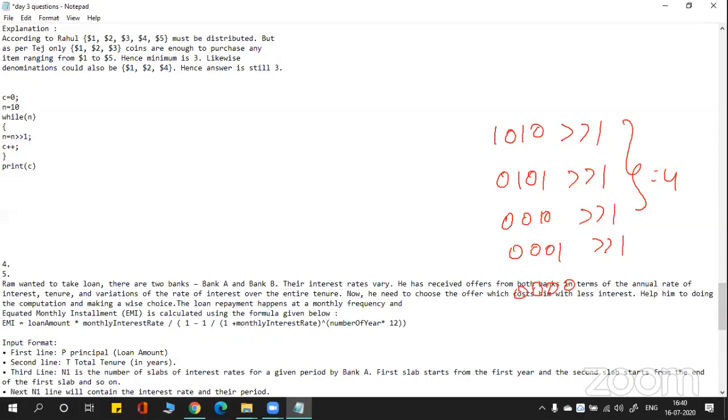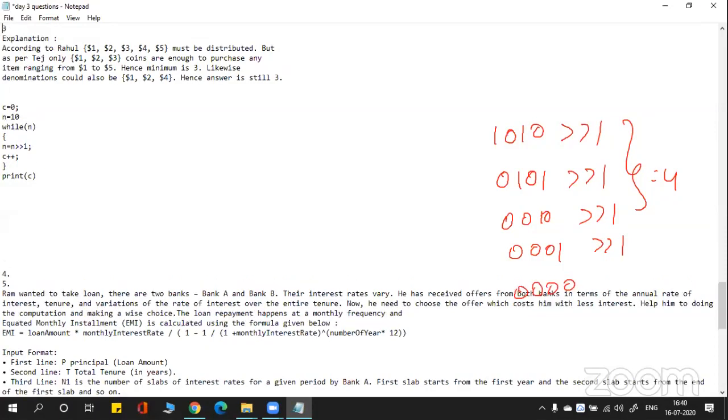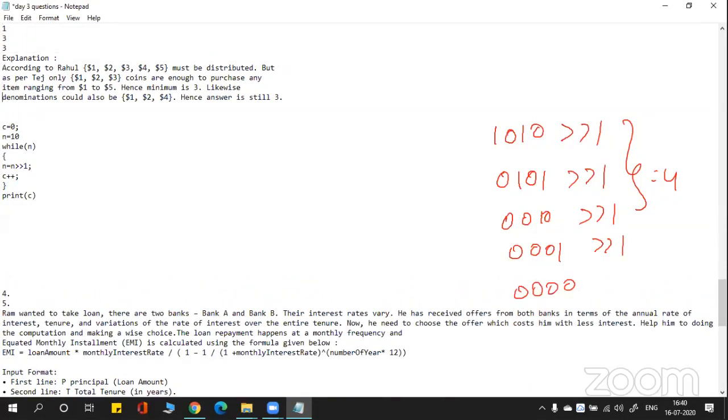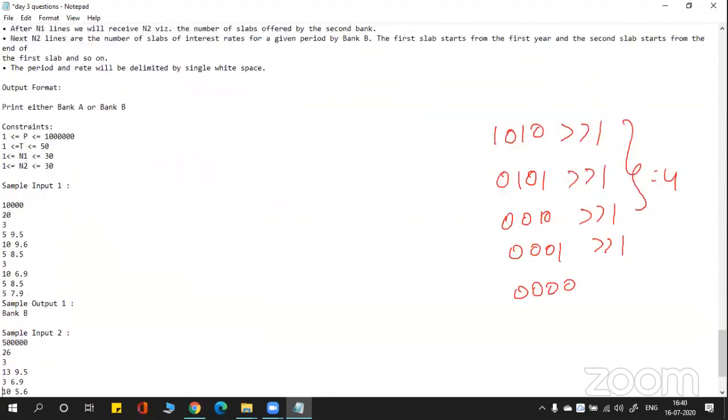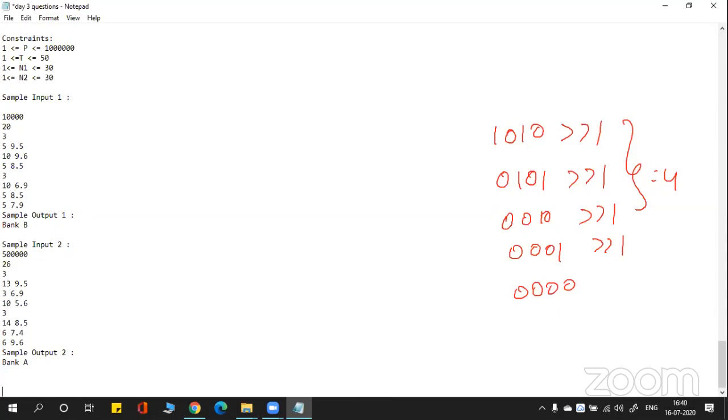The question looks very big, but the solution is very simple. I hope everyone understood. If you have a doubt, please ask. So this question is very easy. We'll see one tricky question. Okay, 1 minute.